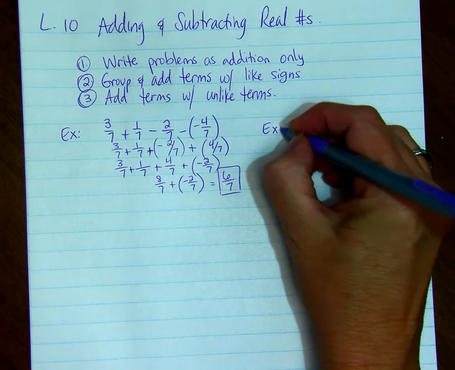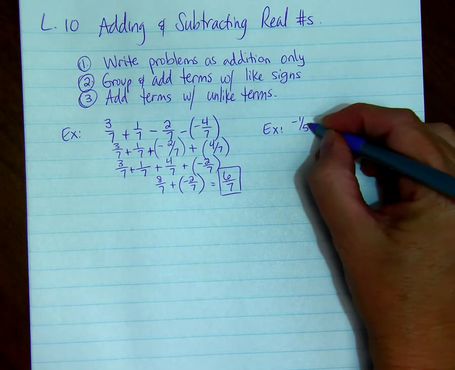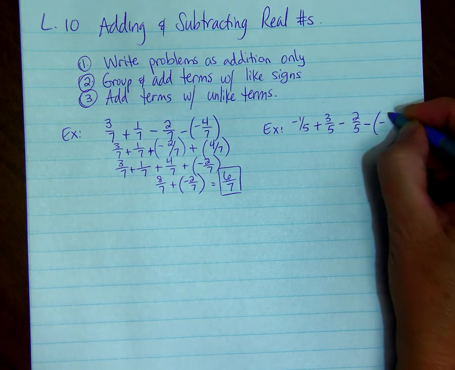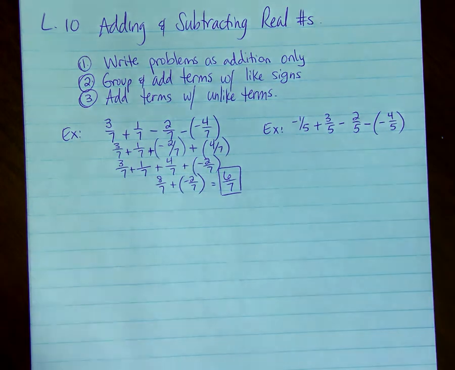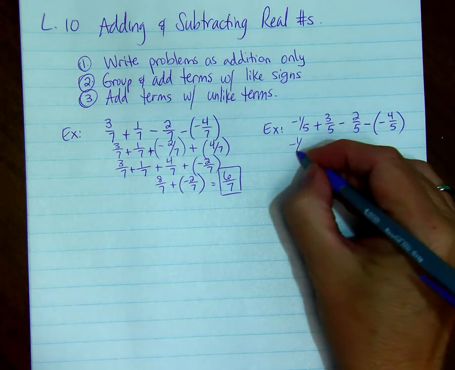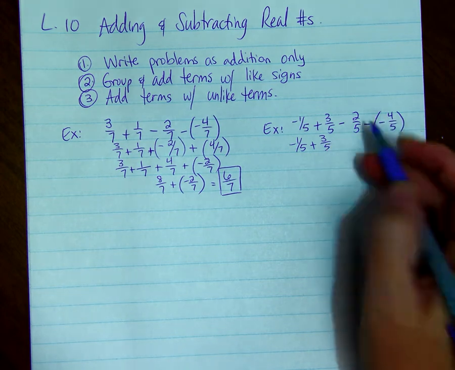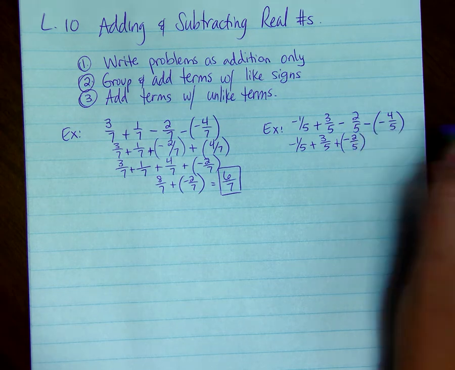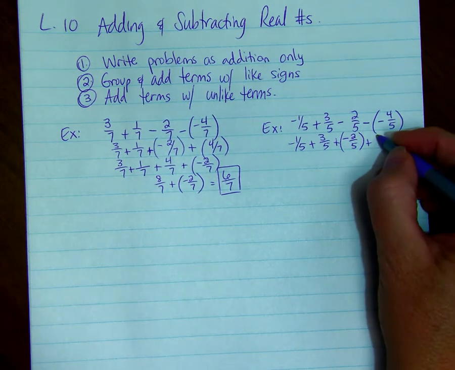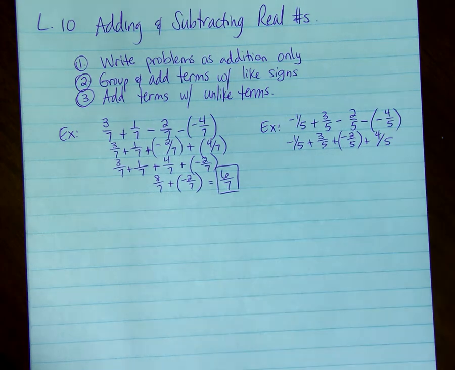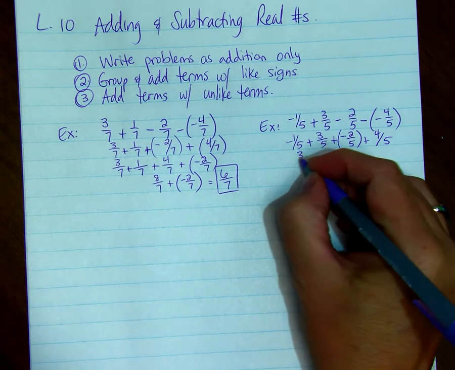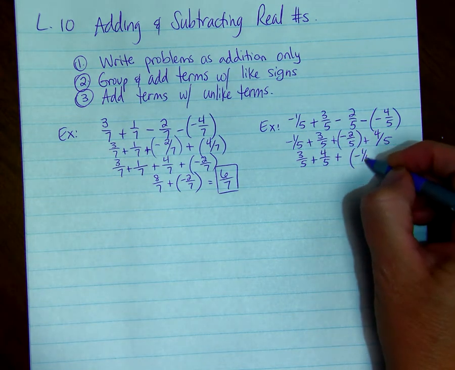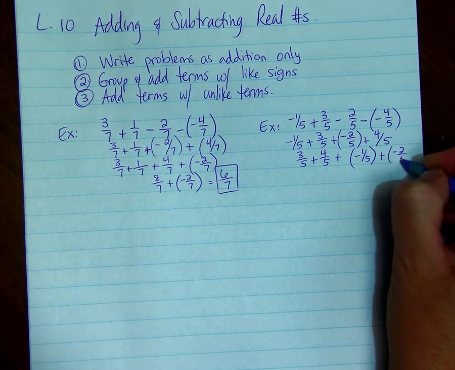Here's another example. Negative 1/5 plus 3/5 minus 2/5 minus a negative 4/5. So we're going to rewrite it so it's only addition. So we have negative 1/5 plus 3/5. Since this is a minus 2/5, that's the same thing as a plus negative 2/5. And this is a plus positive 4/5. So we're going to group the positives together, 3/5 plus 4/5. Then we're going to group the negatives together, negative 1/5 plus negative 2/5.